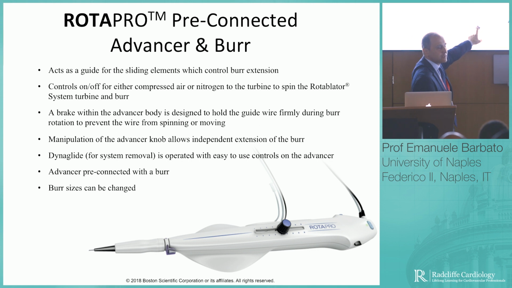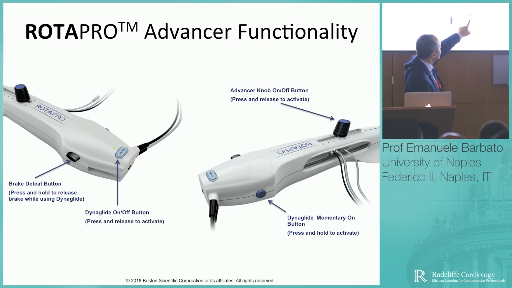There is a little button that activates the rotablator motion. The Dynaglide motion is activated by a button that is here. I'll show you in the next slide. To switch between rotablator mode and Dynaglide mode, you have to push on this other button here. So everything is on the advancer, on the table. This is here the Dynaglide activator button, and this is the switch between the rotablator mode and the Dynaglide mode.